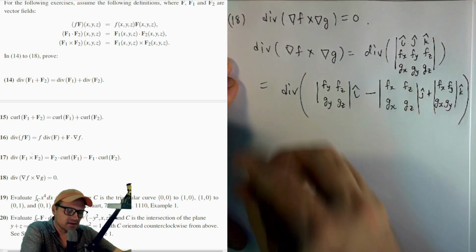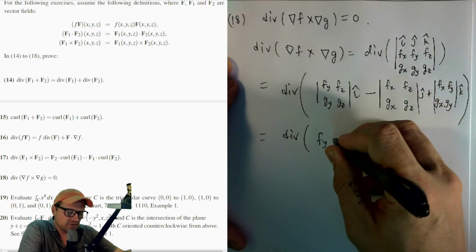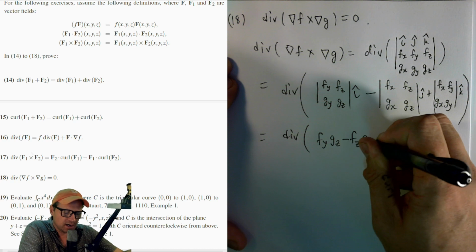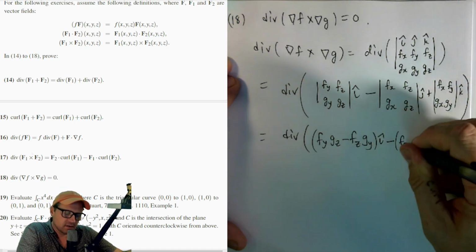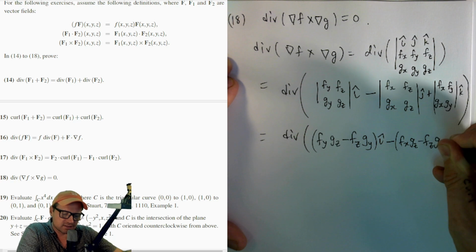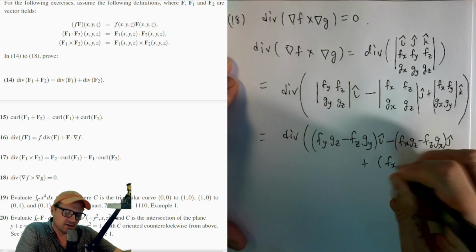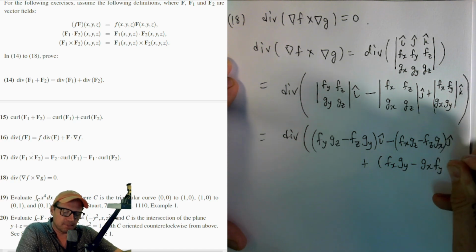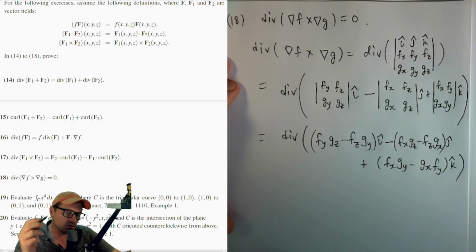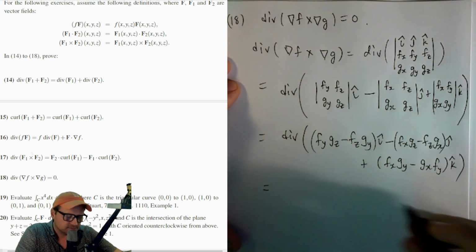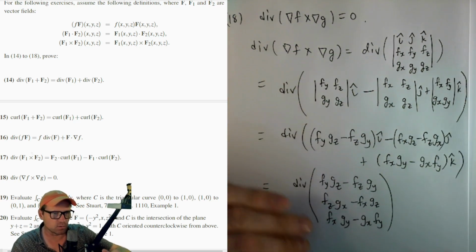Okay, so simplifying this, we have div of (fy gz minus fz gy) i hat minus (fx gz minus fz gx) j hat plus (fx gy minus gx fy) k hat. Okay, so we can put this in columns if we like, and I'll do that for you. Okay, so there we have it represented with a column.